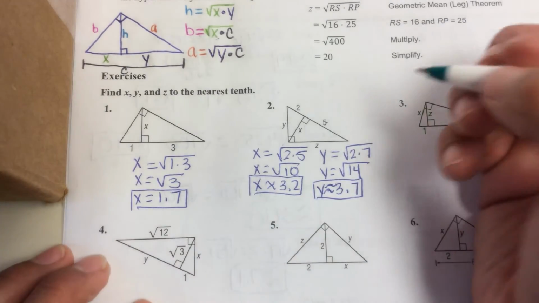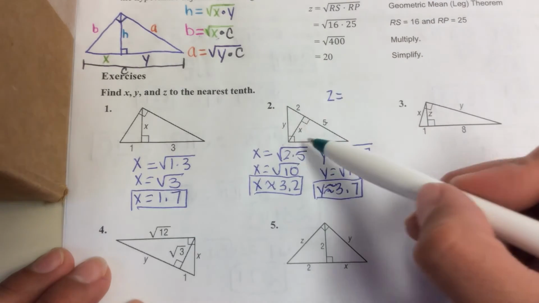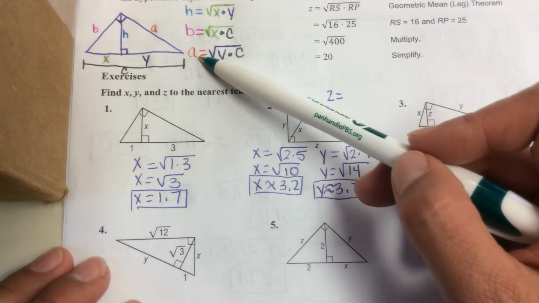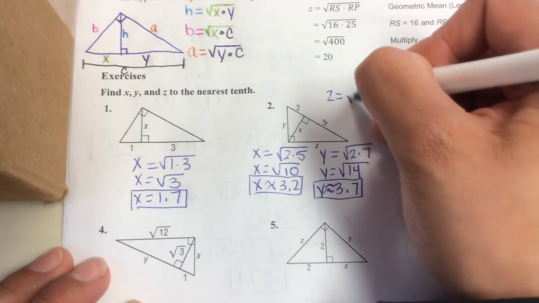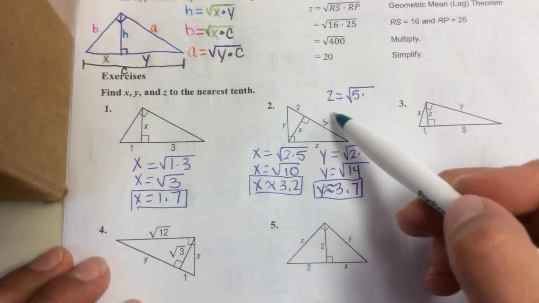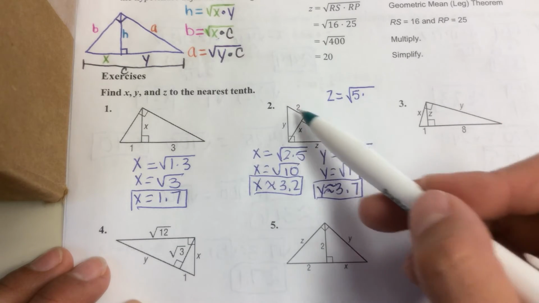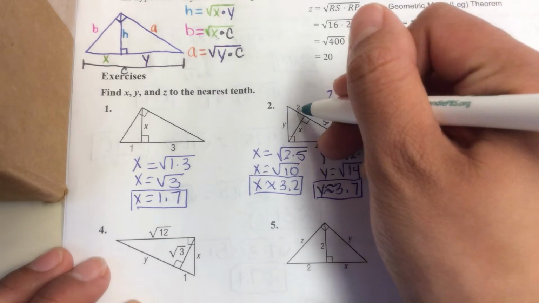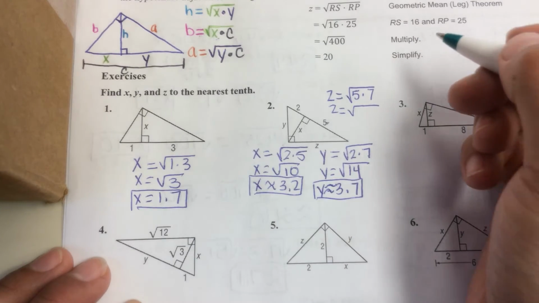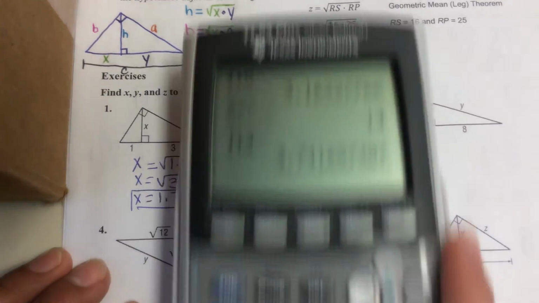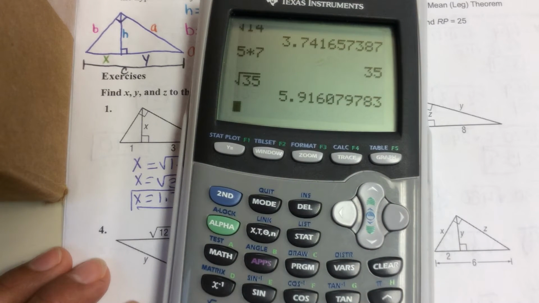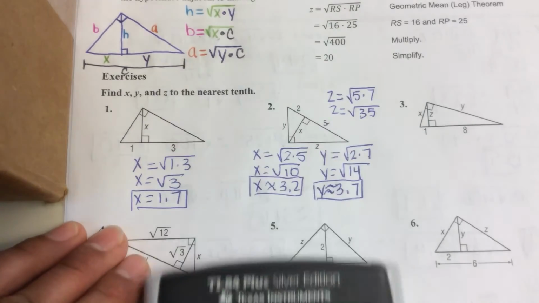Then we go on to find Z. Z is this top part here. When we relate it back to our picture, it is A. So Z is the square root of, we want to take this 5 and multiply it by C, which is 5 plus 2, that gives us 7. 5 times 7 gives us 35. If you don't believe me, 5 times 7, 35. We're going to take the square root of 35. That gives us approximately 5.9.